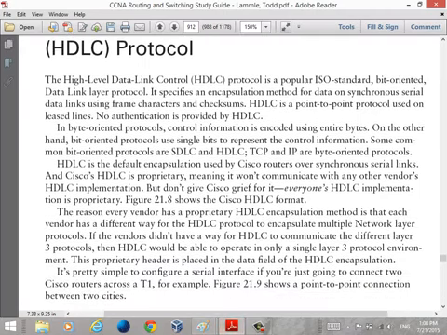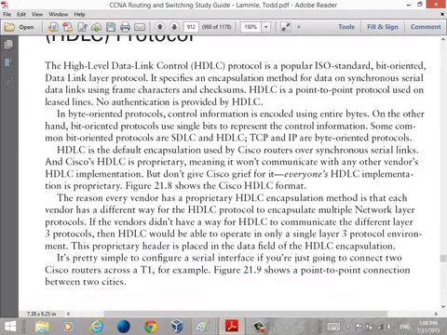Next thing, it is your turn. In byte-oriented protocols, control information is encoded using entire bytes. On the other hand, bit-oriented protocols use single bits to represent the control information. Some common bit-oriented protocols are SDLC and HDLC. TCP and IP are byte-oriented protocols. Now, what are bit-oriented protocols and what are byte-oriented protocols? Read this paragraph once again.